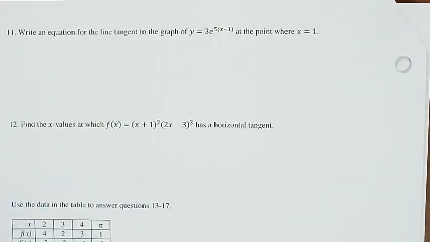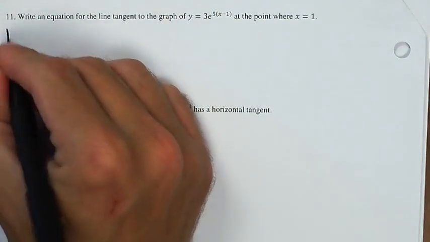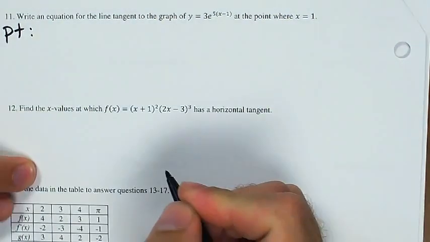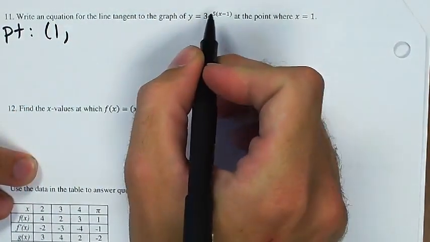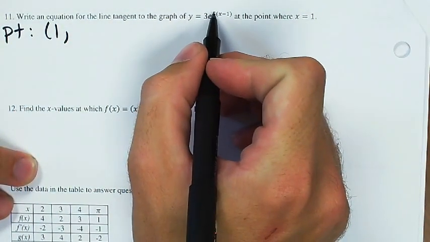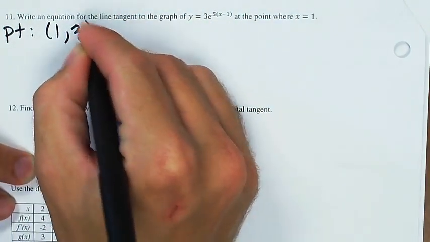All right, write an equation for the line tangent to the graph of y equals 3 e to the 5 times x minus 1 at the point where x equals 1. All right, so I'm going to need a point and a slope. So we'll start with a point. X equals 1. Y equals 3 e to the 5 times 0 is e to the 0. That's just going to be 3.